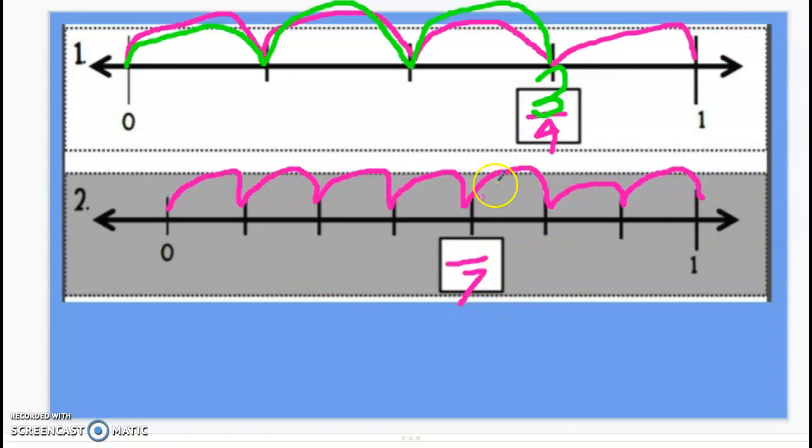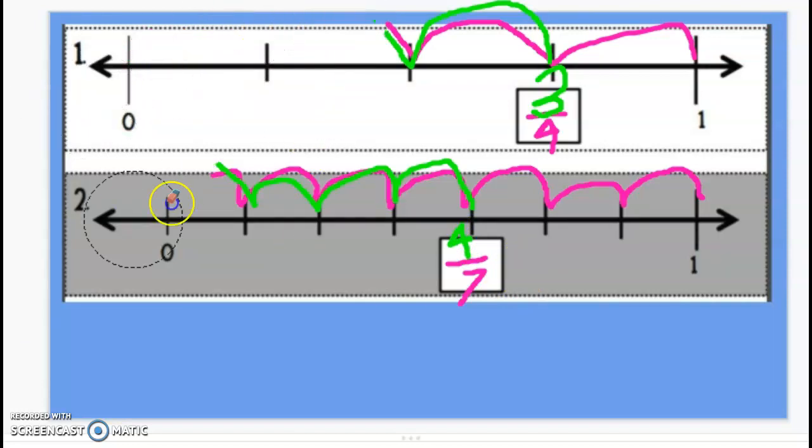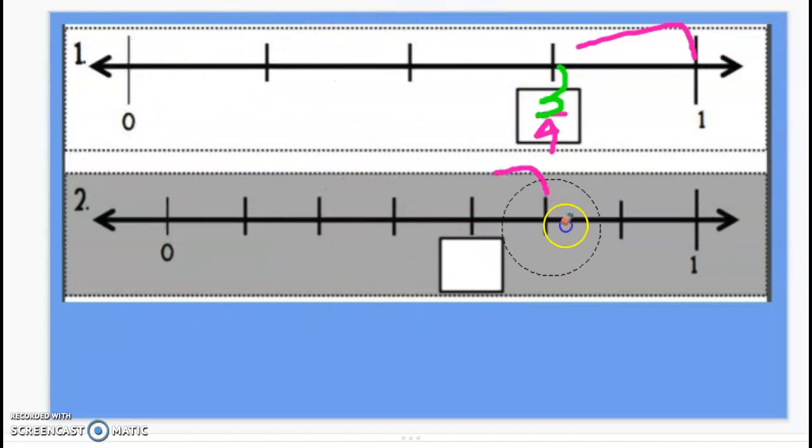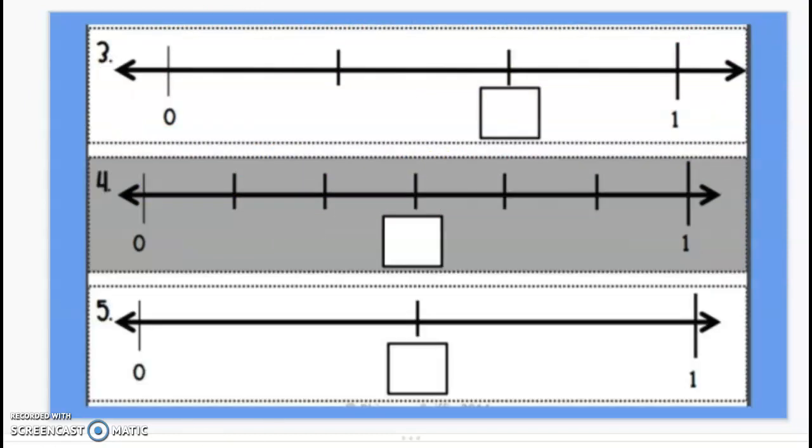Okay. And then where this box is going to be is what it's asking me to represent. So I'm going to count 1, 2, 3, 4. So the fraction here is 4/7. Okay, let me erase this really quickly. Let me do this next one.